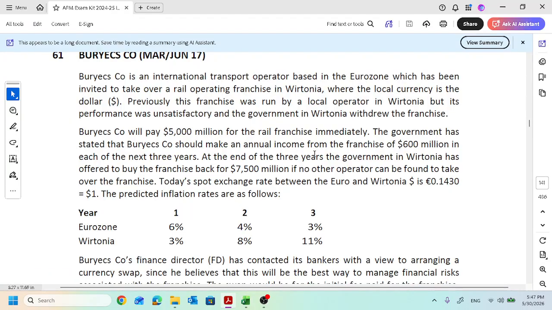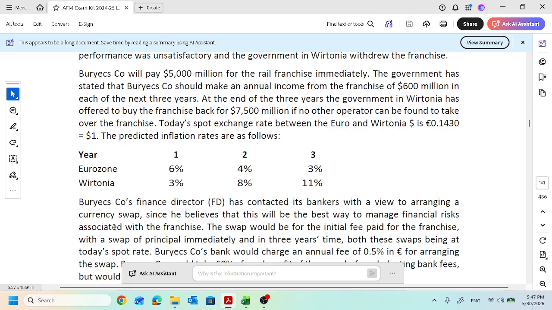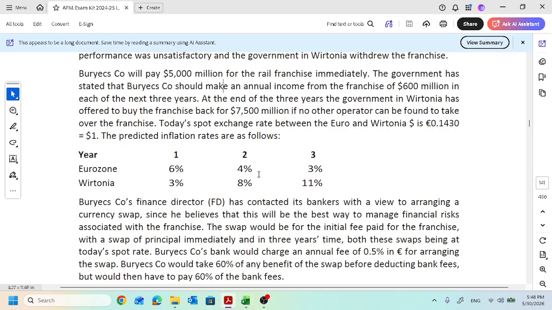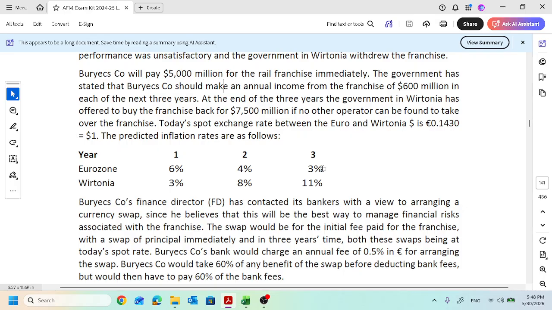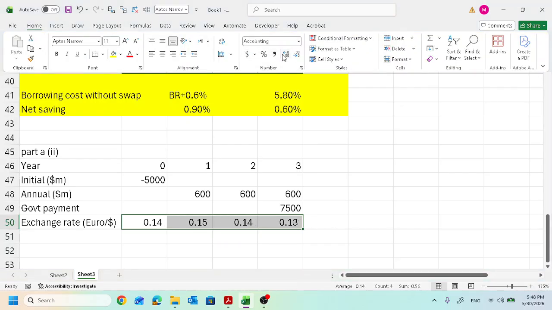Then inflation. I need euro inflation on the top, dollar down, because it's euro per dollar. Euro inflation 6 and dollar 3, so this multiplied by 1.06 divided by 1.03. Next, this multiplied by 1.04 divided by 1.08. Next one, 3 and 11, this multiplied by 1.03 divided by 1.11. This is the exchange rates. Let me set all of them in 4 decimals. Done.